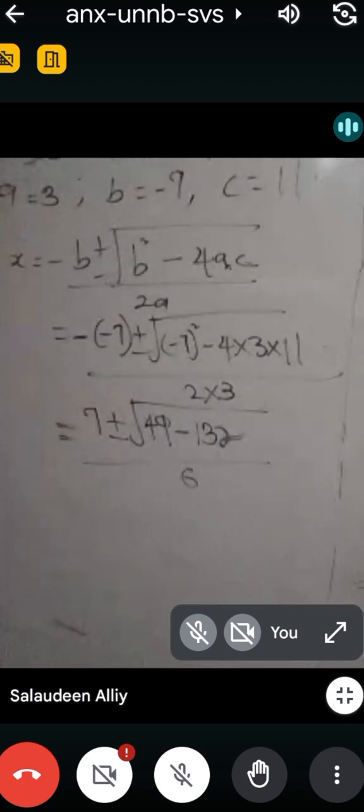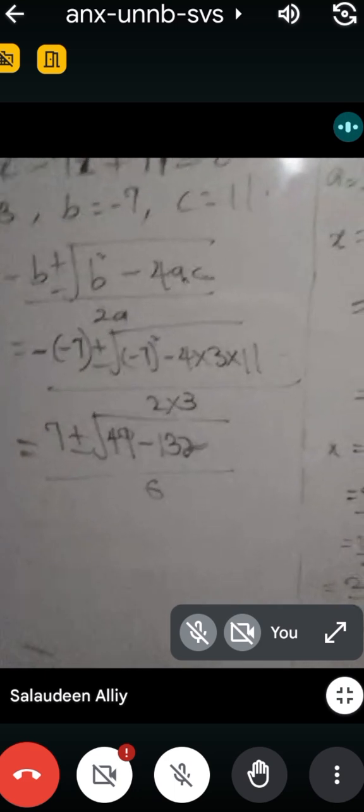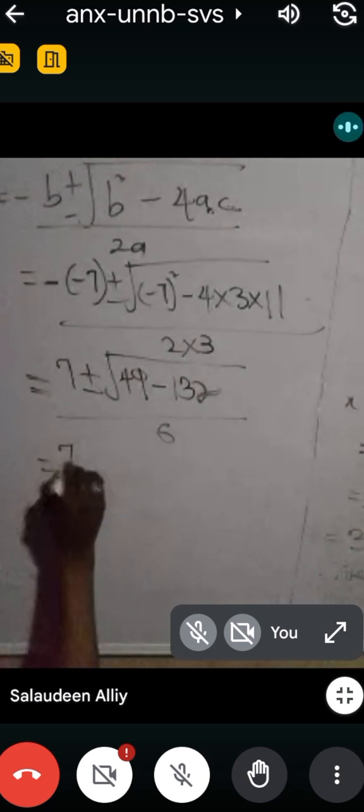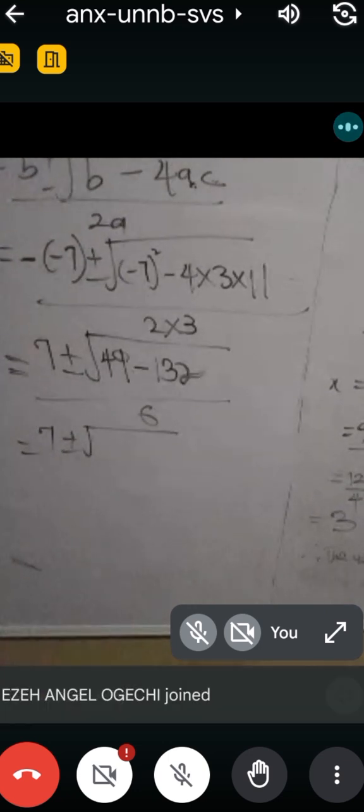So that means the equation is not a quadratic equation that will give us real solutions, real roots. That's just it. Okay. This now we have x equals plus or minus square root of 49 minus 132, guys.